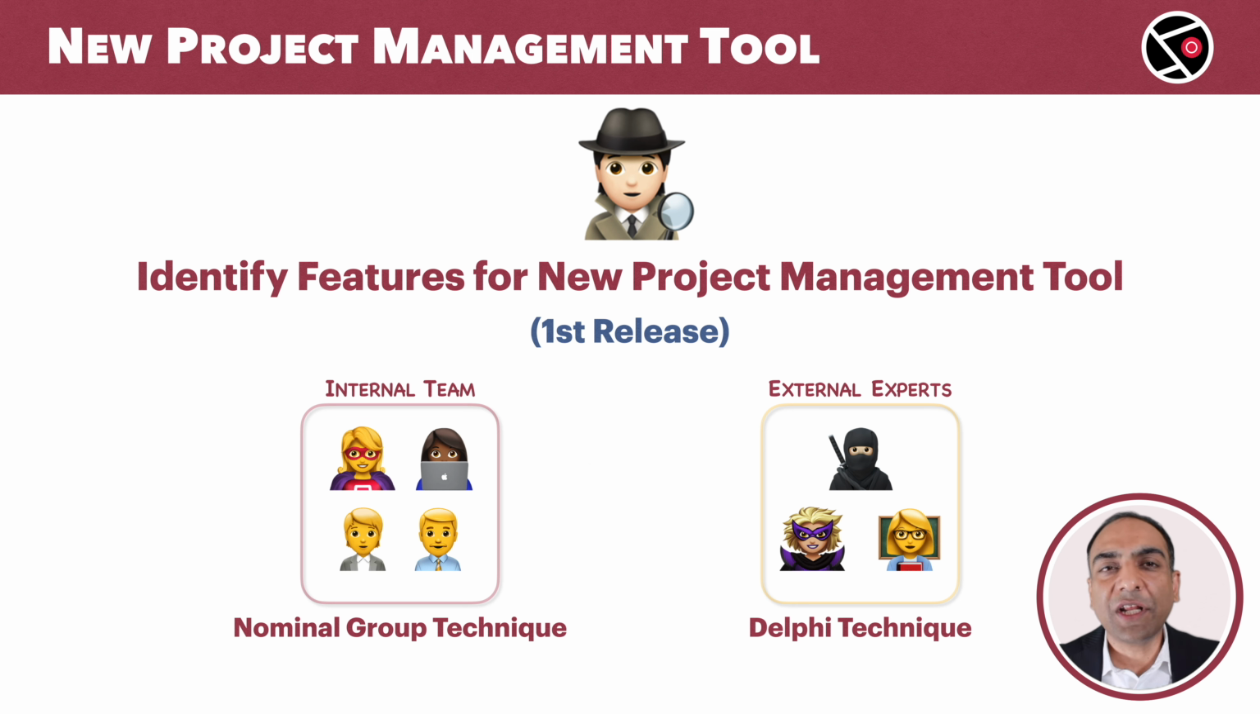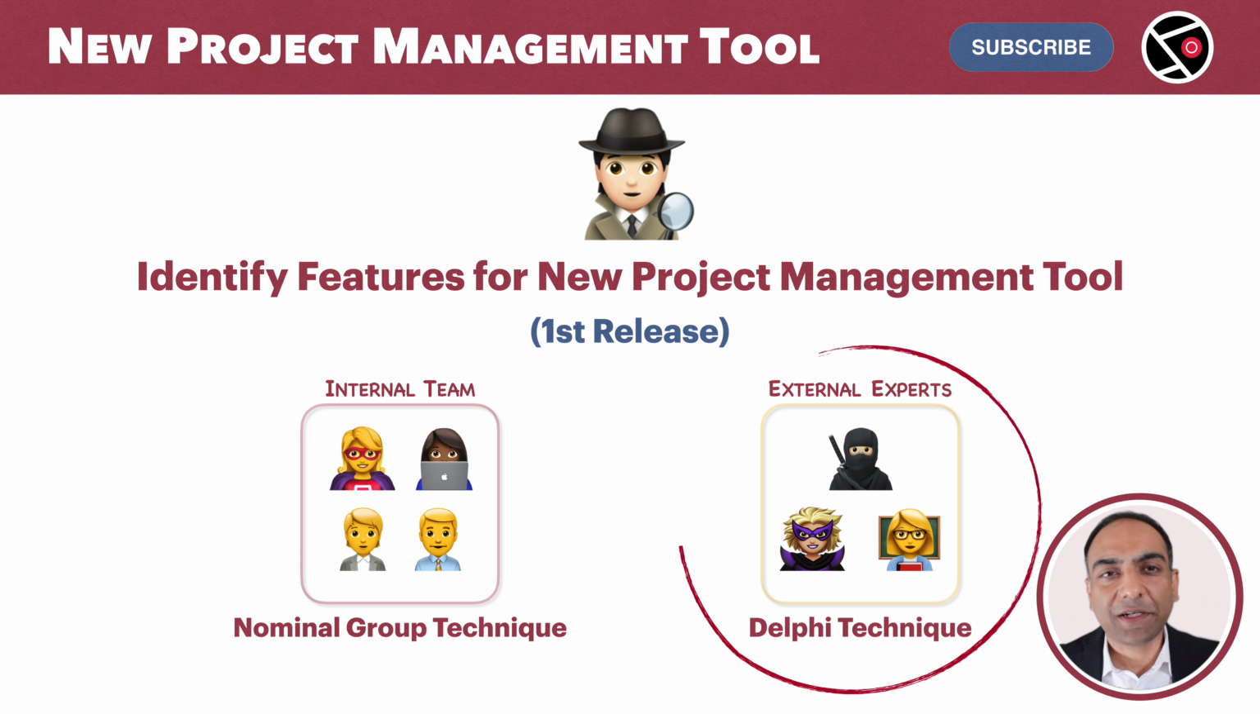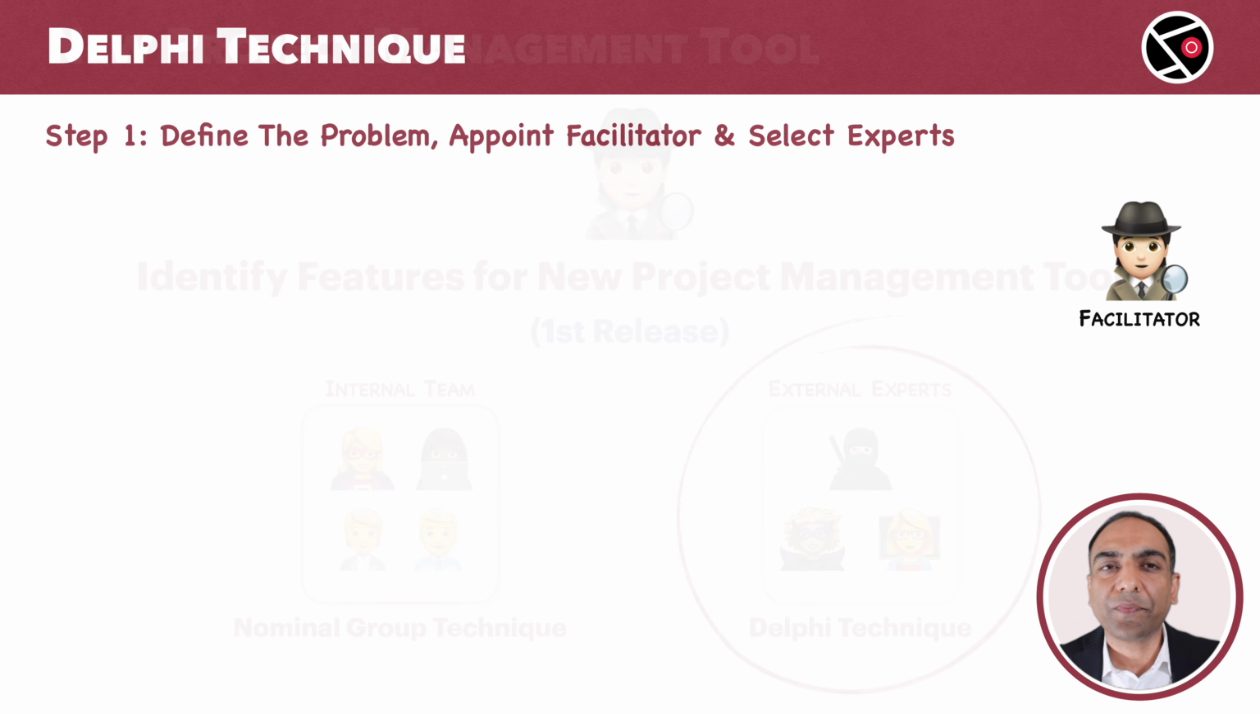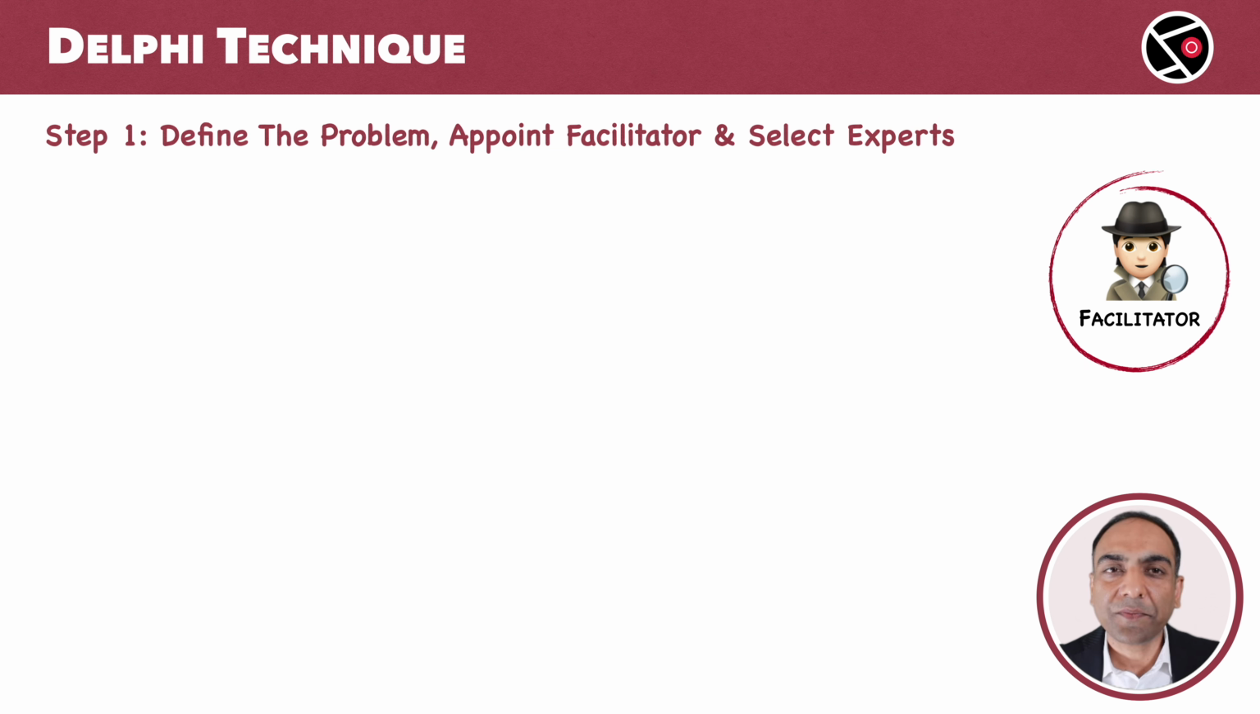Now that we have the initial inputs from the internal team, let's move to the Delphi technique to engage the external experts. Step 1 for Delphi technique is to define the problem. Appoint a facilitator and select the experts. We already have the facilitator. Here is how we define the problem.